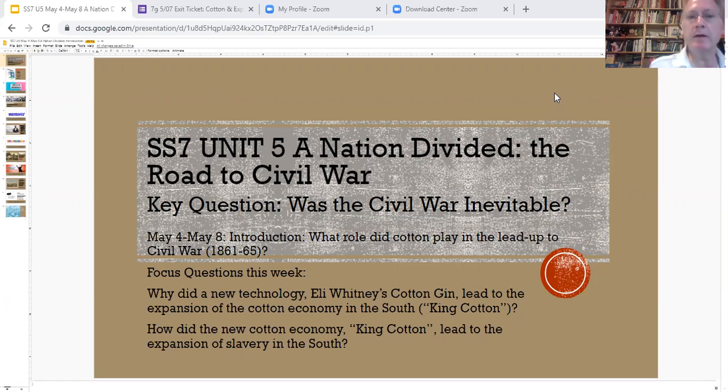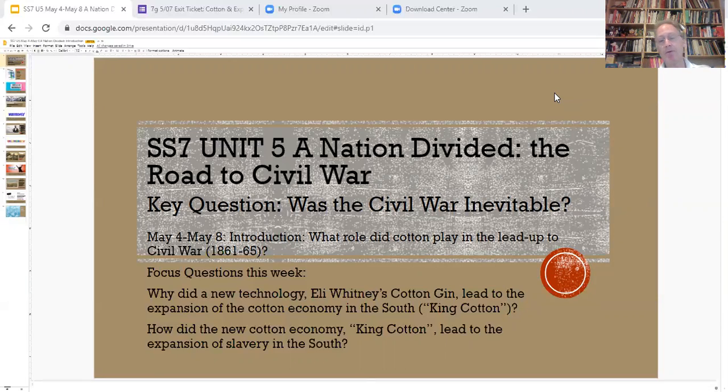We are now moving on to a new unit, which is entitled A Nation Divided, The Road to Civil War. And what this title refers to is the fact that between 1861 and 1865, the United States engaged in one of the most bloody wars that the modern world had known until then. It would cost some 700,000 lives and split the country in two halves, a northern half and a southern half, and really quite almost destroy the United States of America.